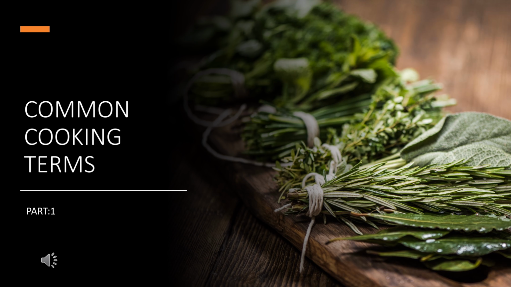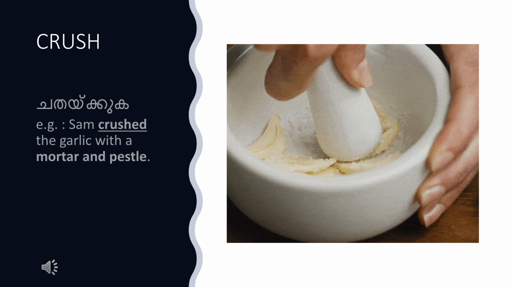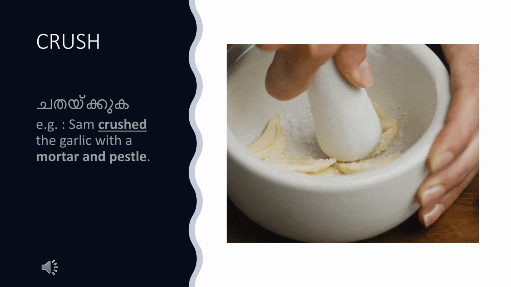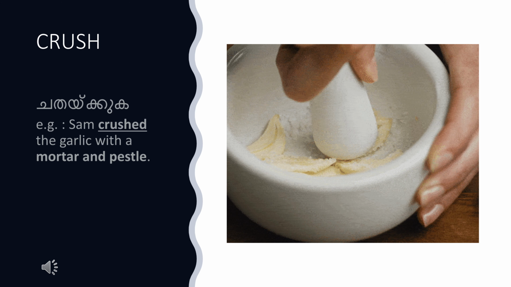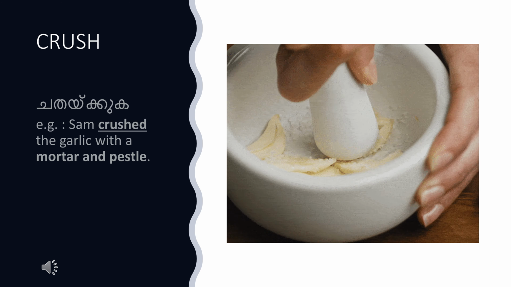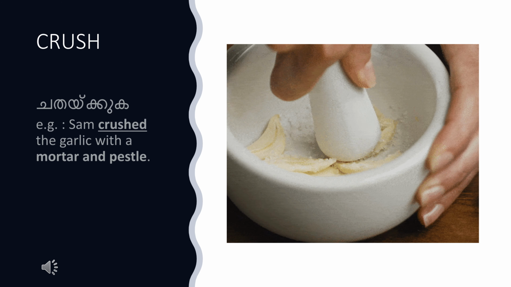In today's video, we are going to learn some common culinary terms. Crush. Sam crushed the garlic with a mortar and pestle. You can see a picture of mortar and pestle there. It's used for crushing and grinding ingredients.